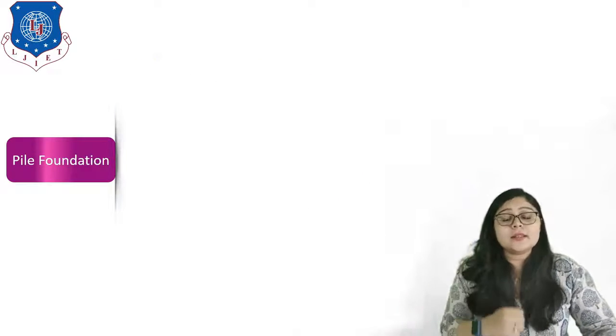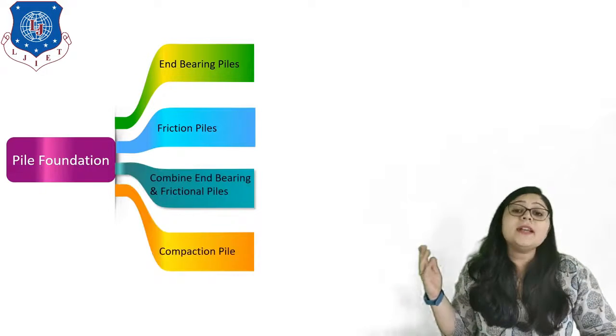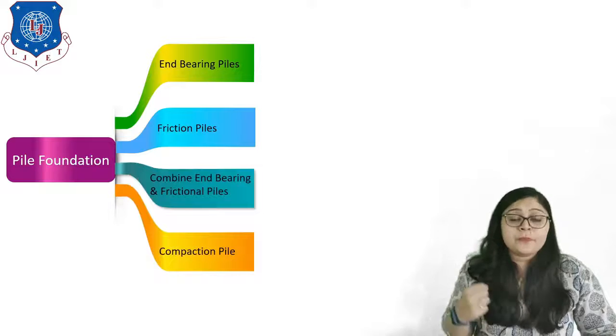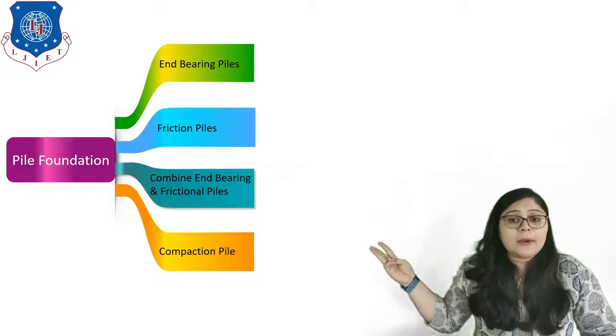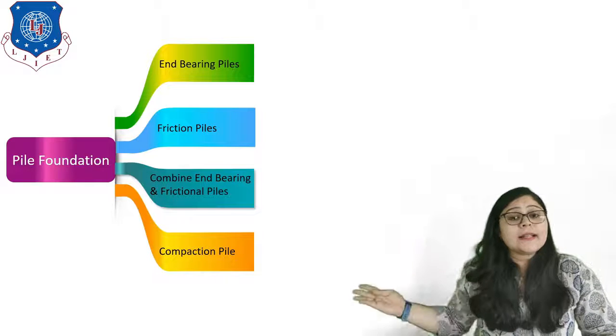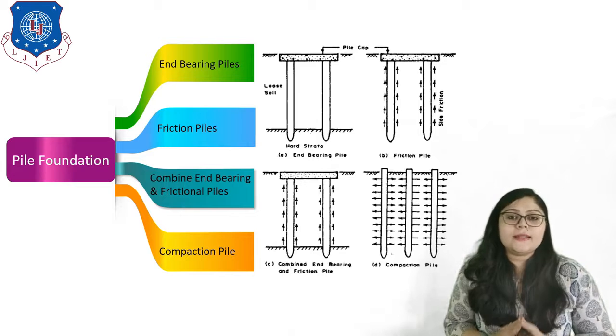Now let's discuss which are the different types of pile foundation. So basically it is divided into 4 types. First is end bearing, second is friction, third is combined end bearing and friction, and last is the compaction pile. Here on screen you can see the examples, right?